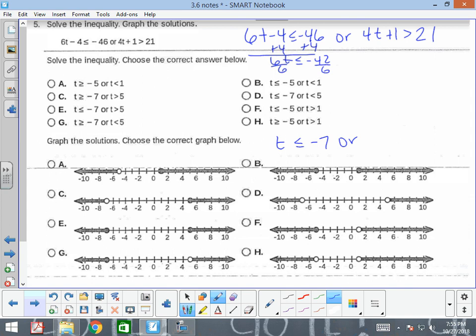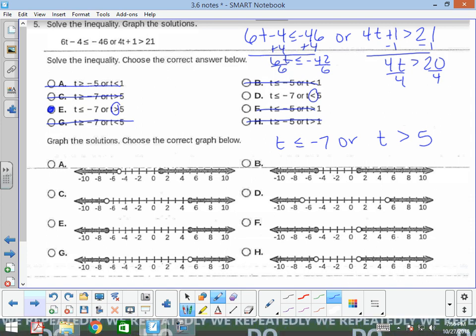Or, now go over here to the second inequality. Subtract 1. Make sure you're careful on bringing down the correct inequality. So, or t is greater than or equal to 5. So we look over here at our choices. We want t is less than or equal to -7, or t is greater than 5. So that's choice E. It wasn't any of these other ones. Make sure you pick the right inequality there. That one has less than, this one has greater than. So that's why it was choice E.